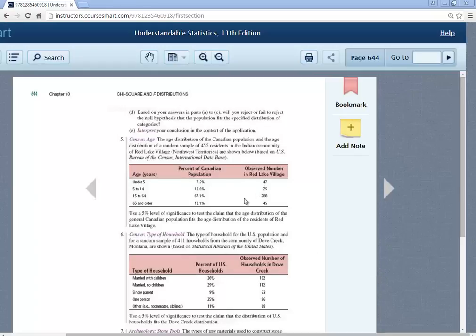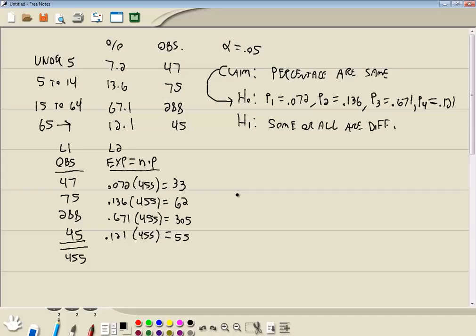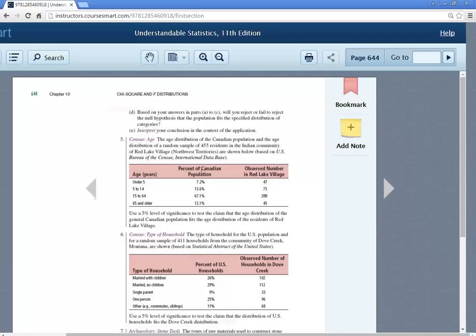Let's take a look at this problem. The age distribution of the Canadian population and the age distribution of a random sample of 455 residents in the Indian community of Red Lake Village are shown below.